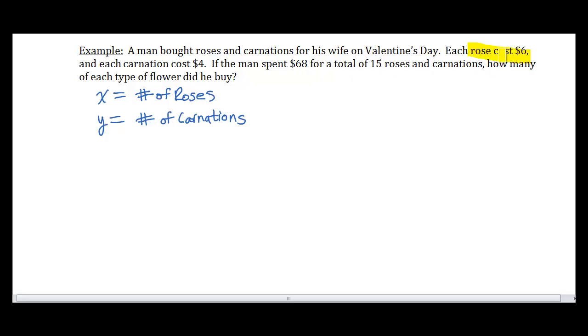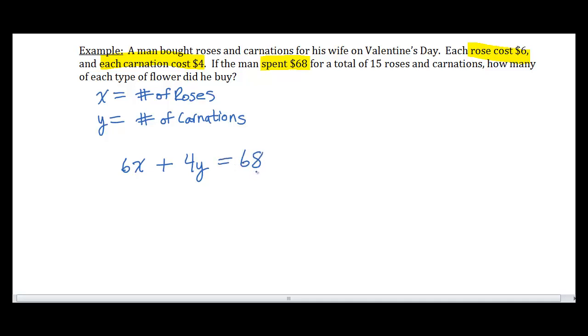Each rose costs $6. Each carnation costs $4. The man spent a total of $68. Well, the money is going to be coming from the cost of roses times the number of roses plus the cost of carnations times the number of carnations. So I'm going to have 6x, that's the contribution from the roses to the cost, plus 4y, that's the amount of money contributed to that $68 from the carnations. And if I add those two amounts of money, it should give me the total of $68.